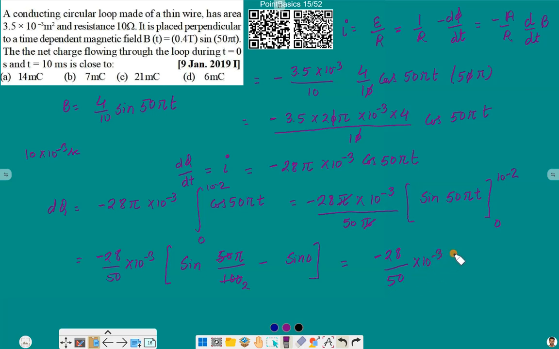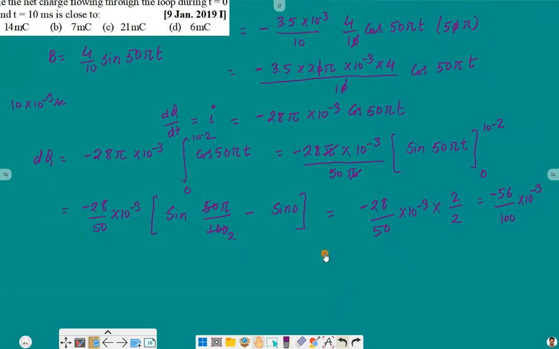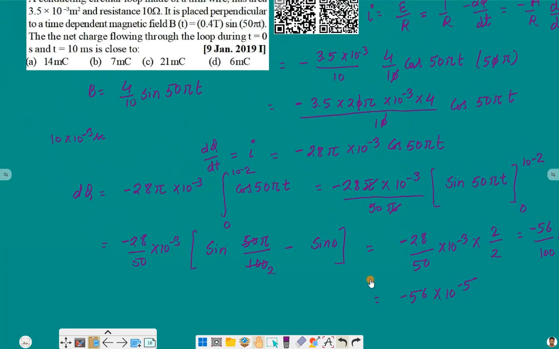So this whole term will be minus 28 by 50 into 10 raised to power minus 3. What we can do here is multiply it by 2 and divide it by 2. So this will become minus 56 by 100 into 10 raised to power minus 3, and further can be written as minus 56 into 10 raised to power minus 5. So our answer is not matching with any option. Let me check.